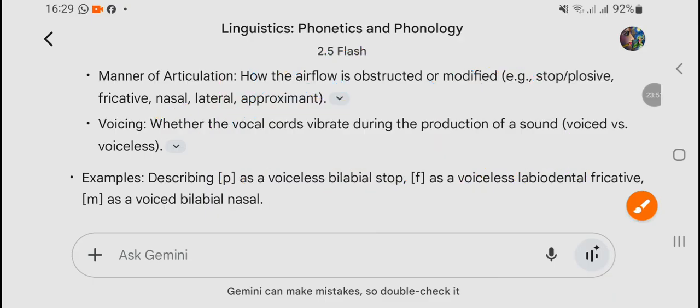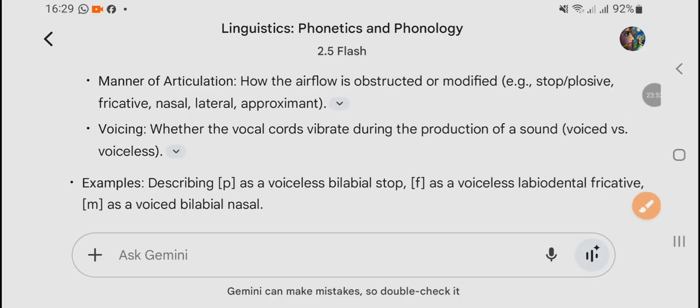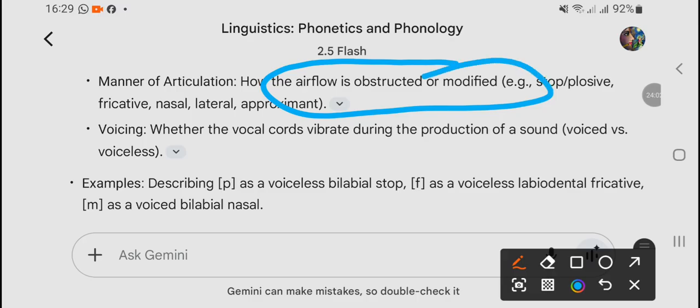And this is the study which is done in manner of articulation, on the basis of obstruction of airflow, right, when airflow is modified. On the basis of this, IPA symbols or phonemes are divided into different classes, which are stop, plosive and all.